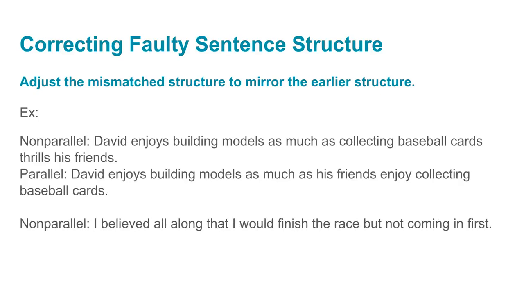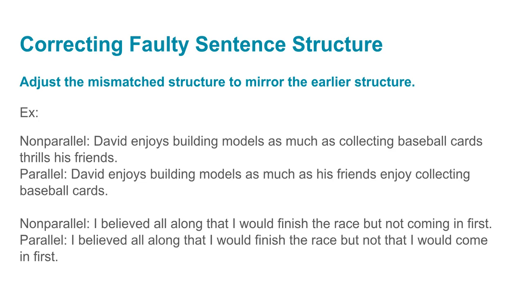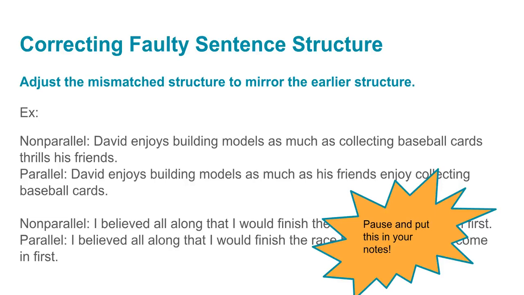Another non-parallel: I believed all along that I would finish the race, but not coming in first. This is not parallel because it doesn't have the same helping verb tense construction. So we correct that by switching it to I believed all along that I would finish the race, but not that I would come in first. Pause and put these examples in your notes.